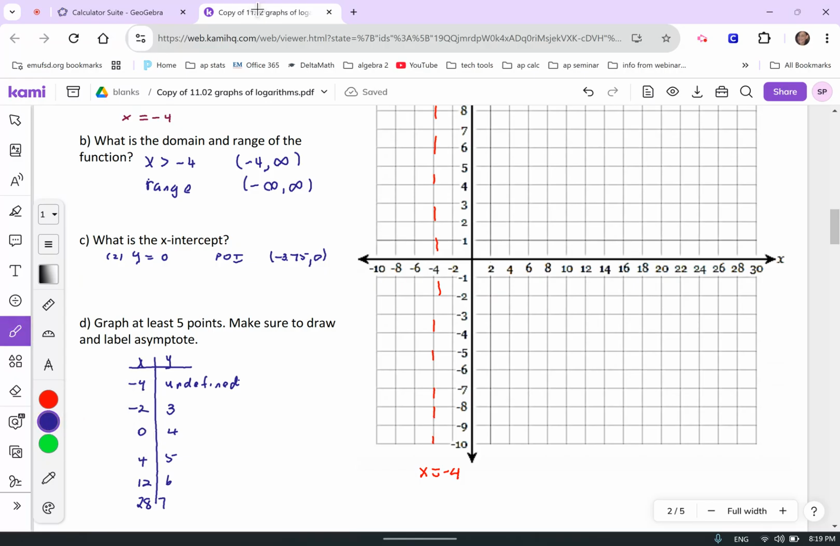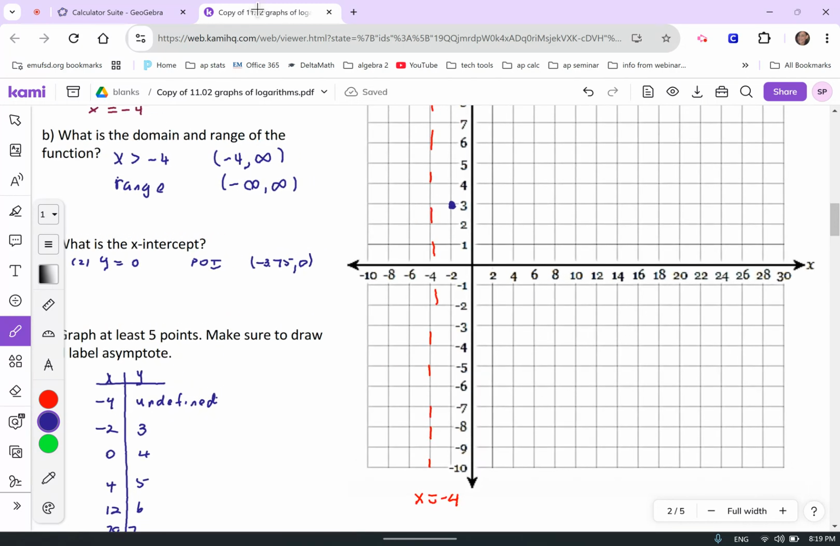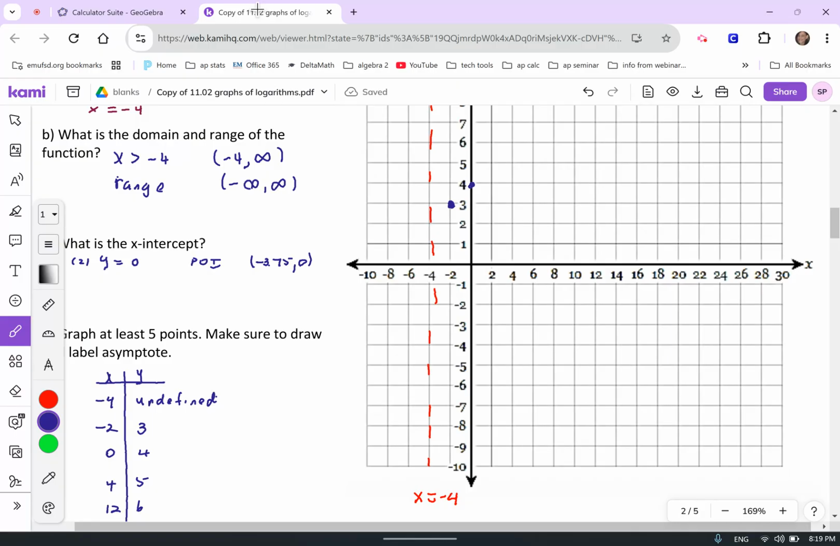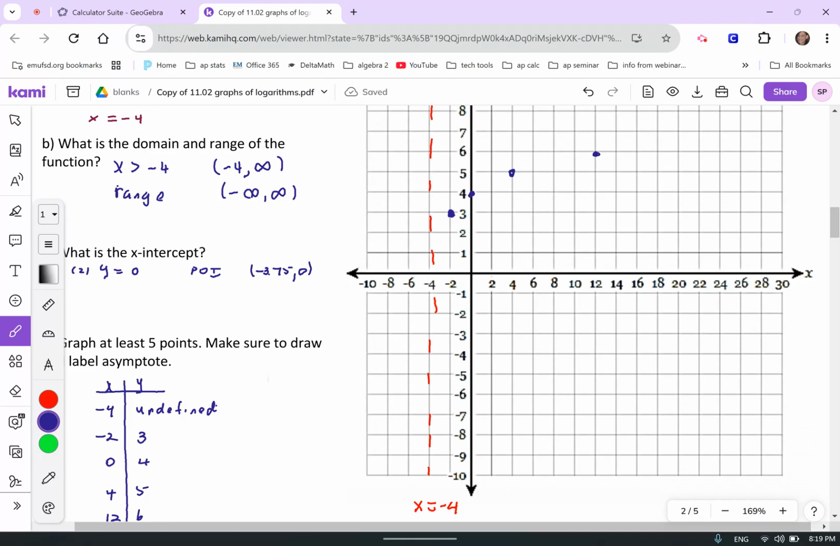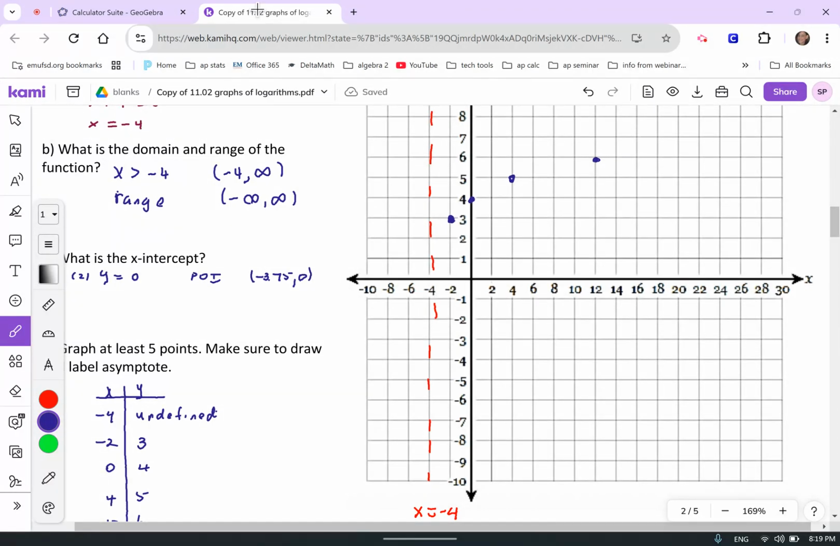So it's -2, 3, 0, 4, 4, 5, 12, 6, and 28, 7. And we're going to make a nice smooth curve.